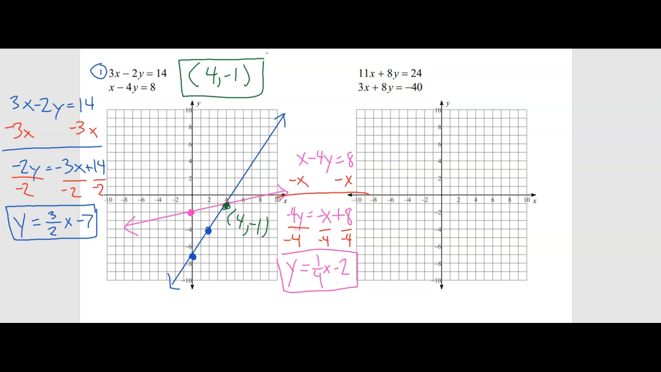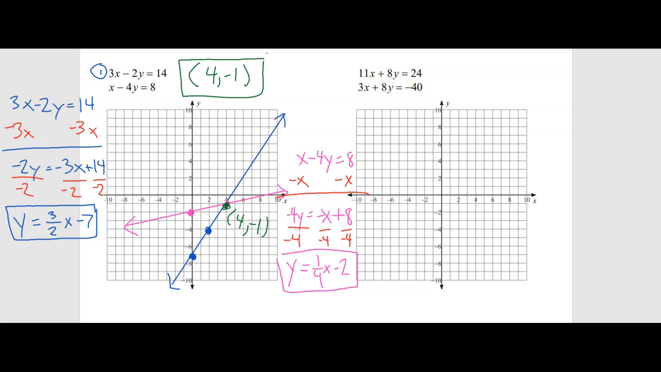And again, just like we did up above, you could check it just to make sure. Check to make sure that it works in both equations. But it's not necessary, right? You don't have to check it for everyone. I just showed you that that's a way you can be sure that your solution is correct.